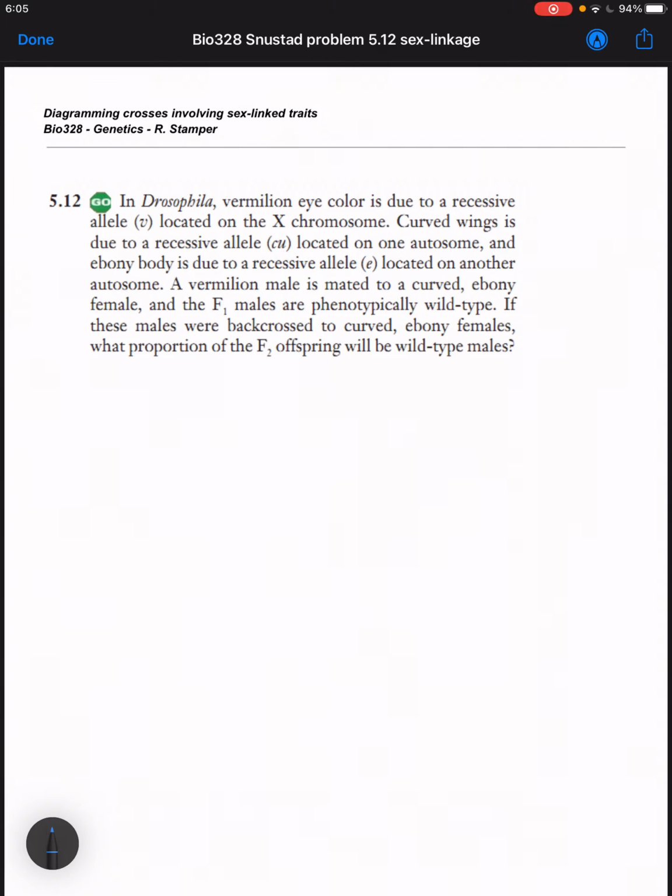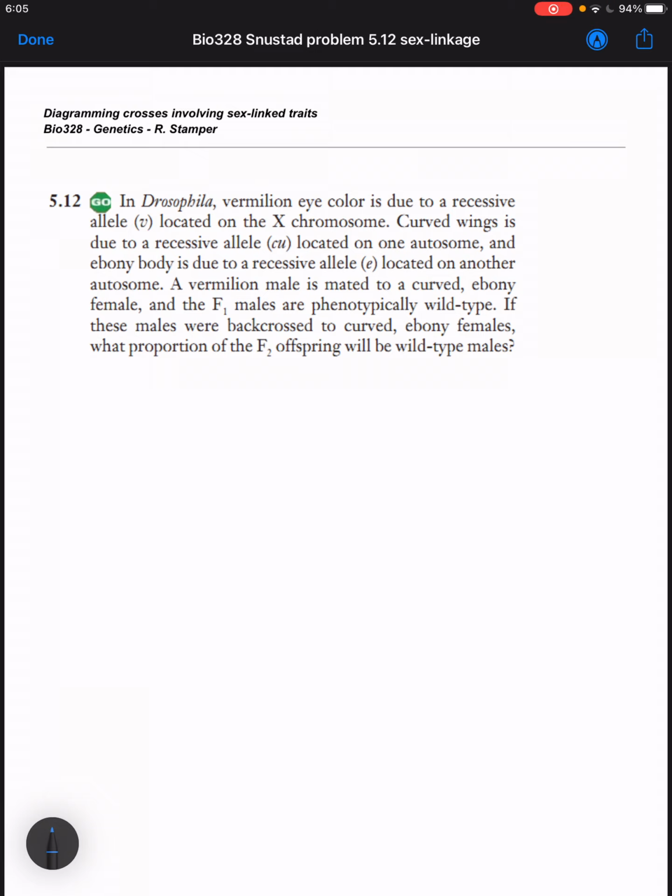Hello again, everybody. Another example here of sex-linked crossing in our genetics textbook. So this is problem 5.12 from the Snustad book. This one is a little bit complicated looking. There's a lot of words here, and so I thought it was a good example to kind of work through.